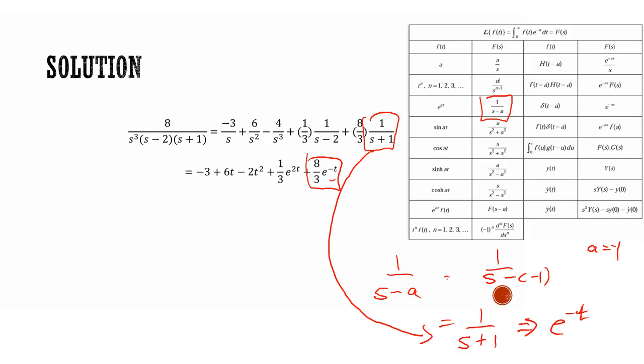So the answer will be, there's a slight mistake here. It should be 8t squared. Okay, so thank you very much. This is how you do the Laplace solution and the inverse Laplace solution.